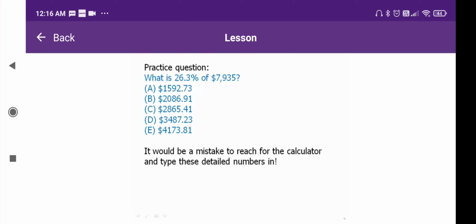For example, suppose this problem showed up on the GRE. Many people are going to be typing all these numbers into the calculator, and that's a huge waste of time also, and that's actually going to take much longer than it needs to take. Instead, we're going to estimate.